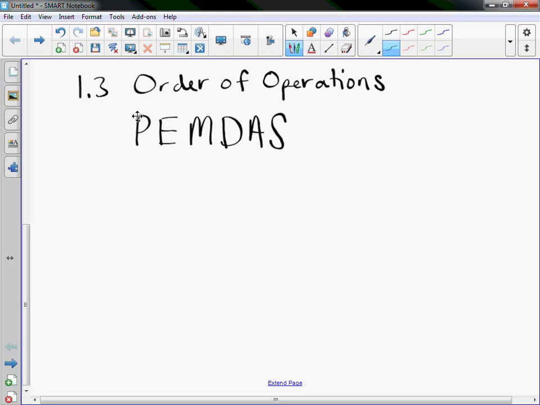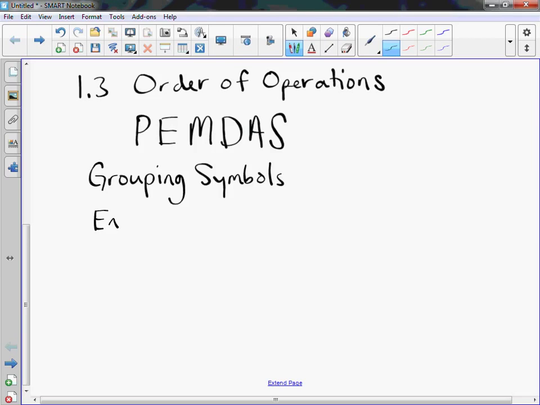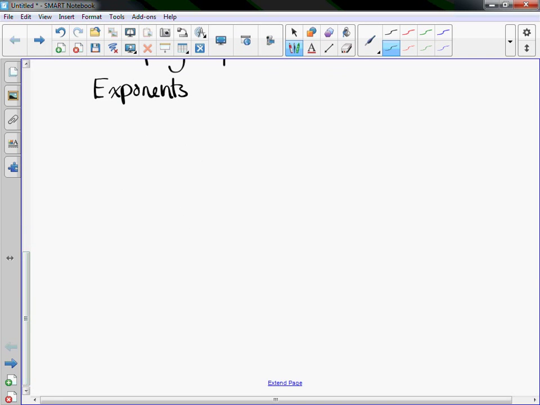Okay, so the first one, we're always going to get rid of grouping symbols first. That includes parentheses, brackets, curly brackets. Okay, the E stands for exponents. So you evaluate exponents next. Okay, we're talking about numerical expressions, and how to do the order of operations on them to evaluate.